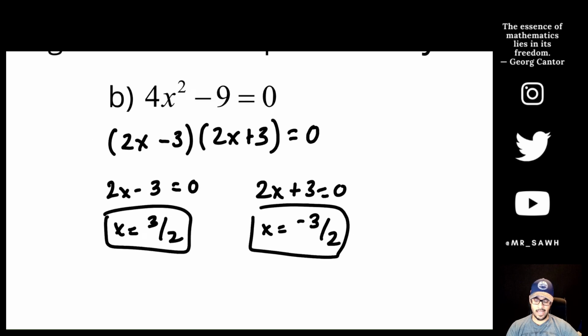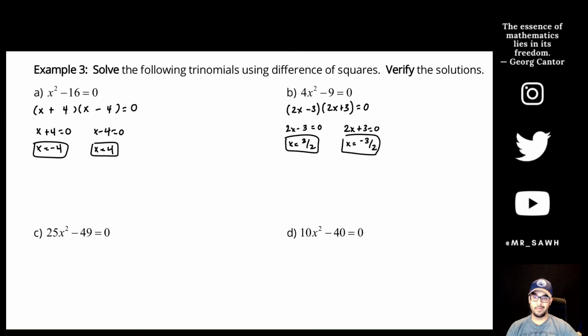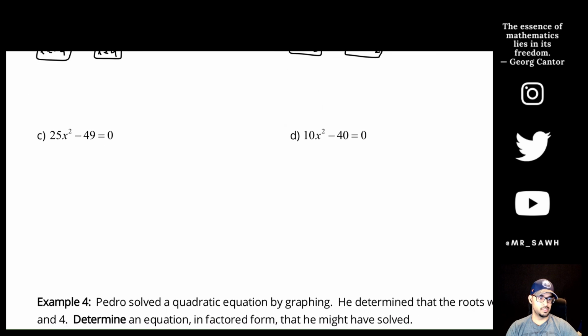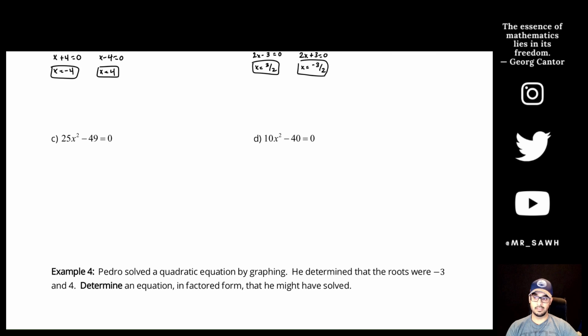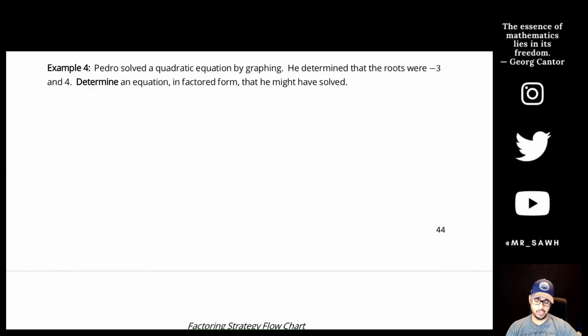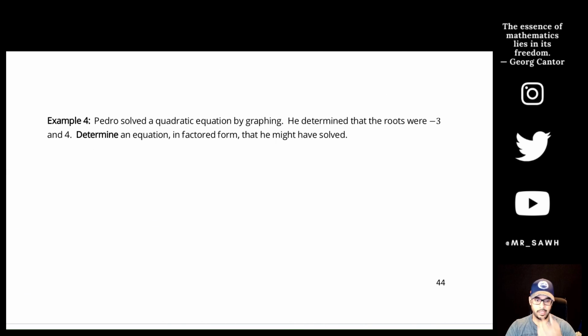So you can do the exact same thing as long as you can factor it. So again, A and B basically set the stage to do C and D. They are identical. So in order to finish up this video, it's a quick one, because really we're just doing something we've done before, which is factoring, but taking it one little step further.